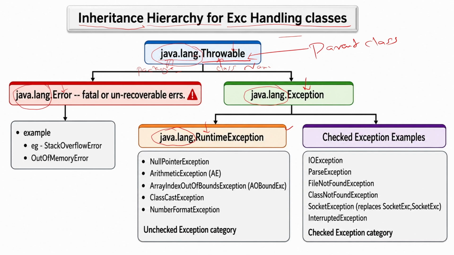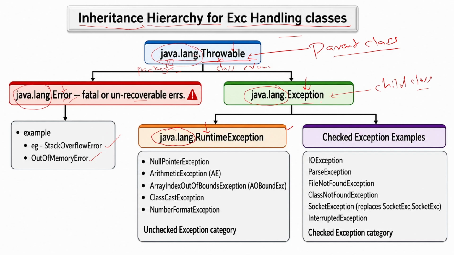Now if we see, Throwable is the parent class, and Error and Exception are the child classes. Exception is a child class of Throwable, and Error is also a child class of the Throwable class. We can get an error, a fatal or unrecoverable error, for example StackOverflowError or OutOfMemoryError. With this kind of problem, we will get an error. This is an error, not an exception.